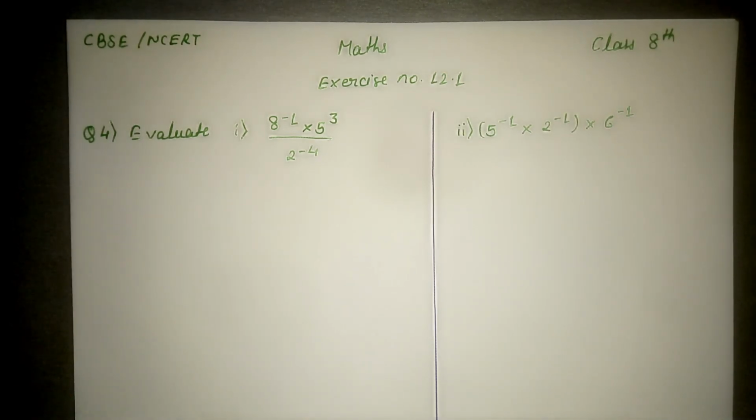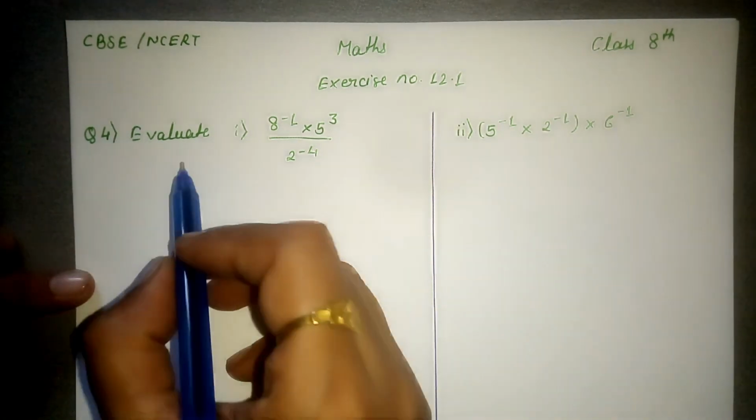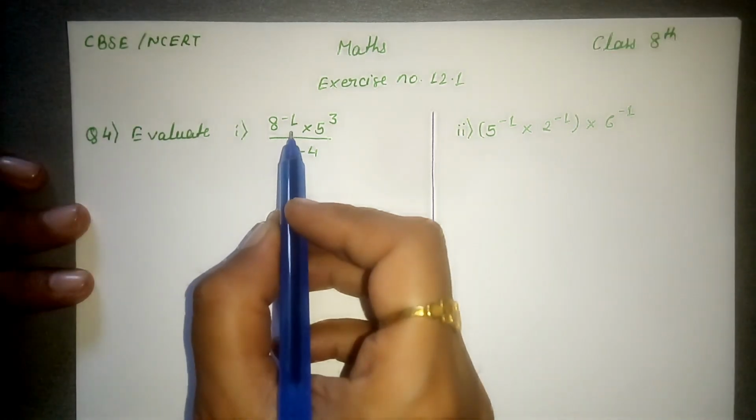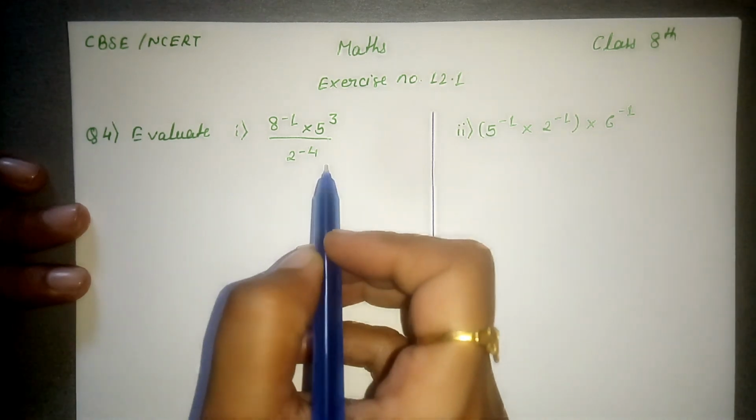Hello everyone, this is Minakshi and today I am taking Maths of Class 8, lesson number 12, exercise 12.1, question number 4. It is given in the question: evaluate 8 raised to the power minus 1 into 5 raised to the power 3 divided by 2 raised to the power 4.